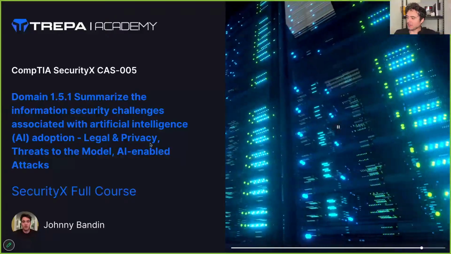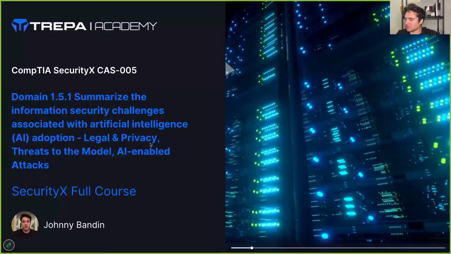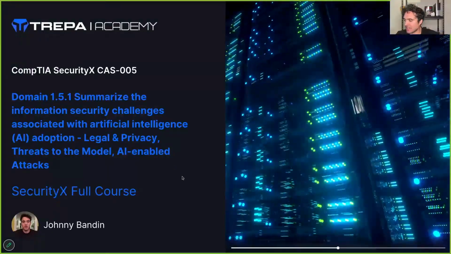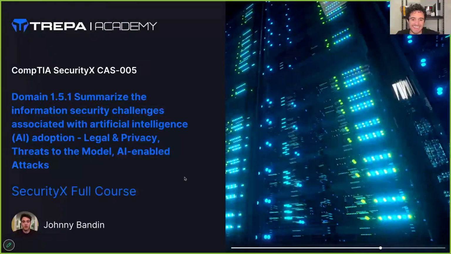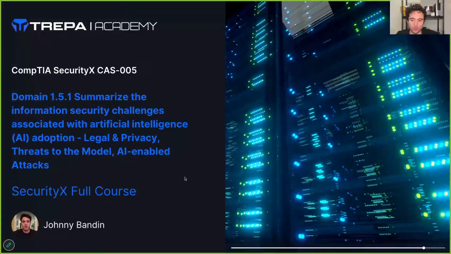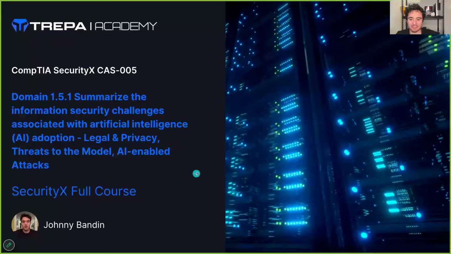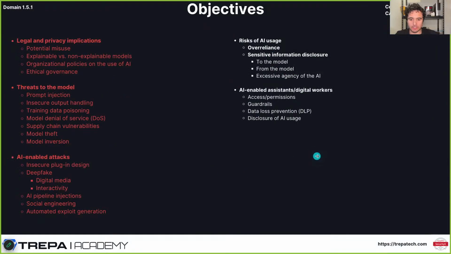Domain 1.5.1 summarized the information security challenges associated with artificial intelligence adoption. So now we're going to talk about AI in the SecurityX course. We're going to go over threats to the model and AI-enabled attacks. As our landscape changes across industries and AI becomes more prominent, we need to understand the dangers it can present to cybersecurity functions within our organization.